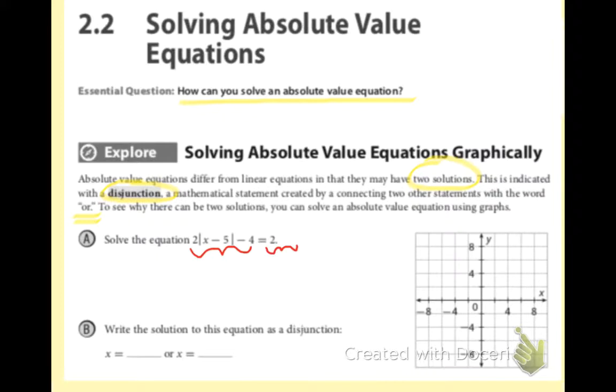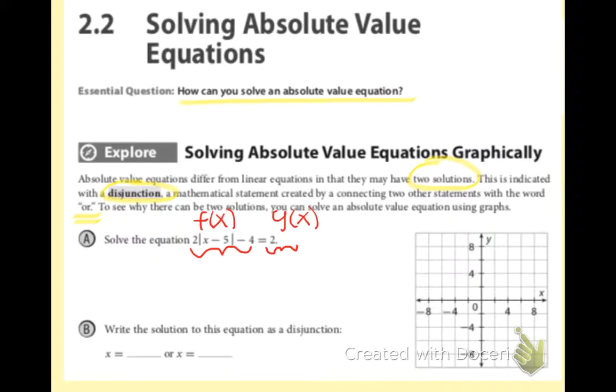So essentially, we're going to graph this as one function and this as another function. Maybe we'll call this one g of x. We're going to graph both of these on the same coordinate plane and see where, if anywhere, they cross, what point they share in common.